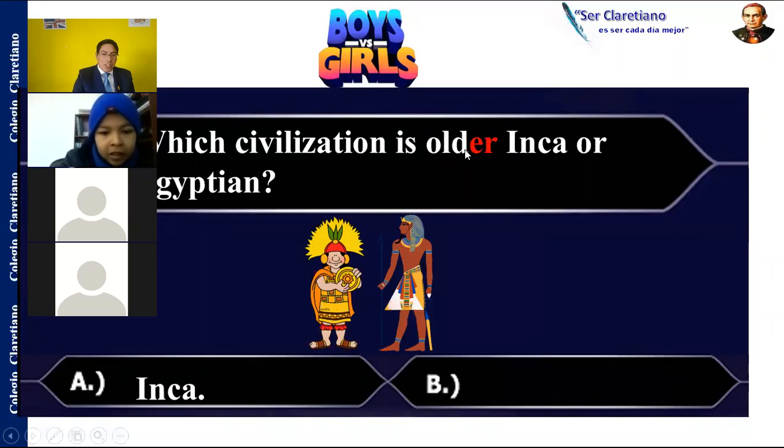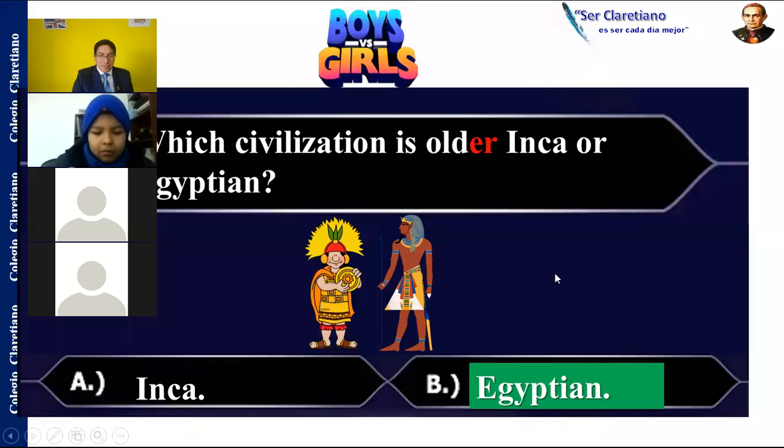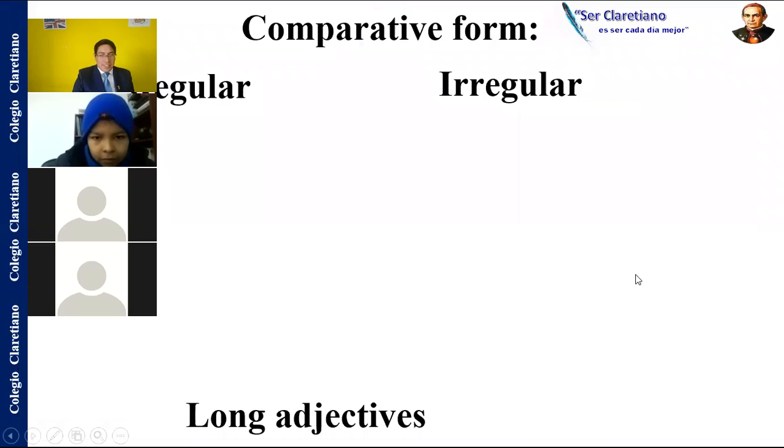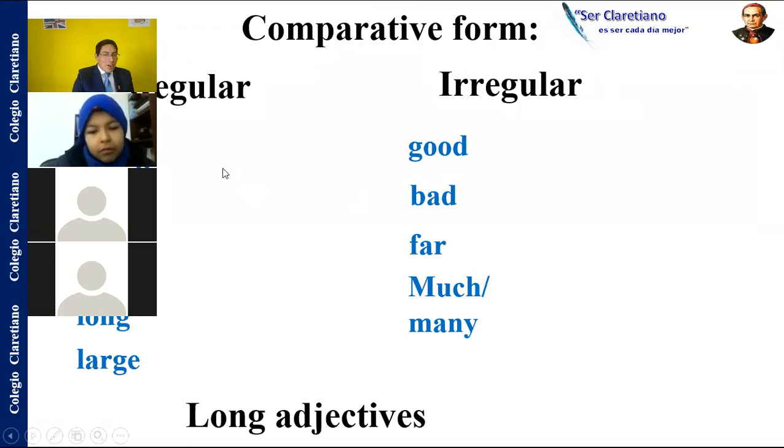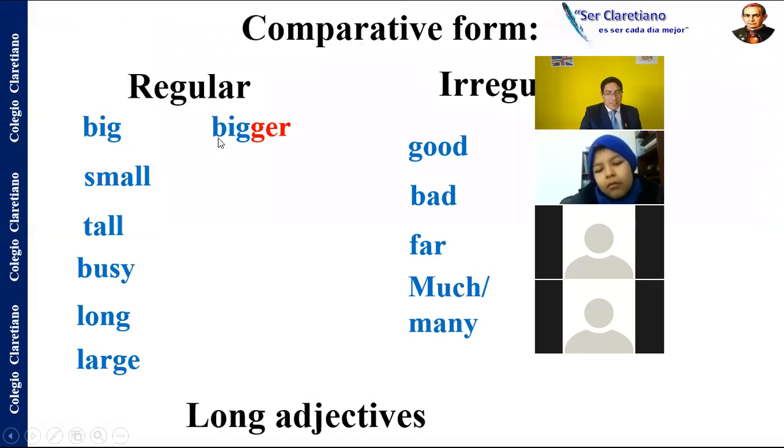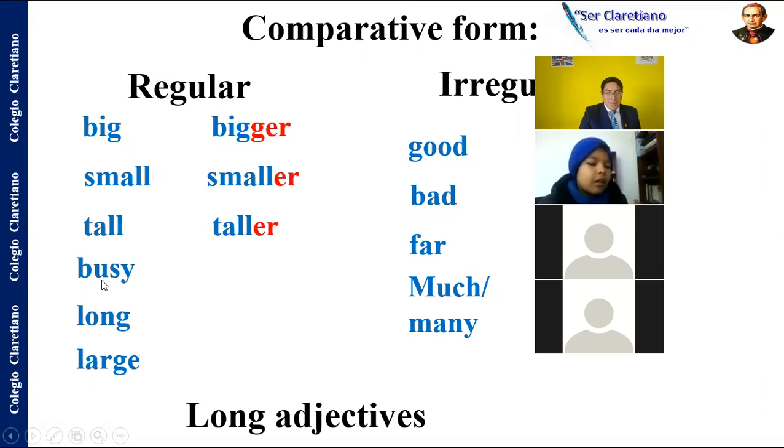The same with older, is a comparative. And when we talk about ancient civilizations, we talk about Egyptians, no? That the Egyptians were older than Incas. Now, only to remember, the comparative is this, okay? The comparative of big, bigger. The comparative of small, smaller. Of tall, taller. Of busy, let's see.